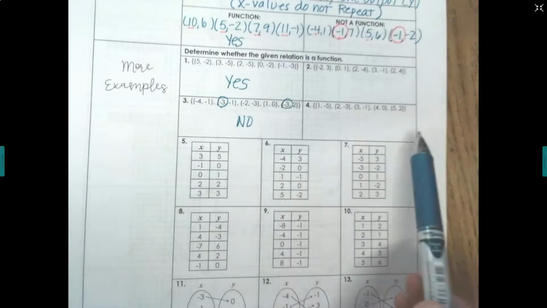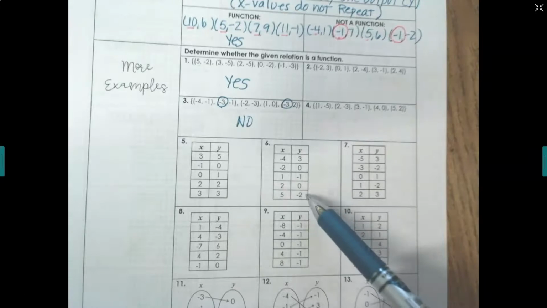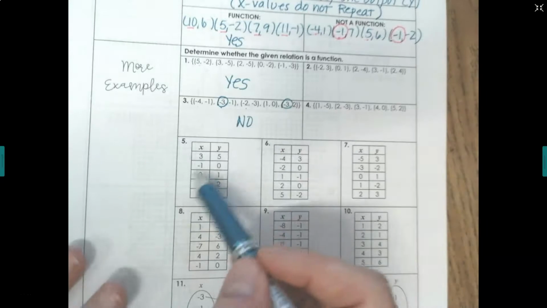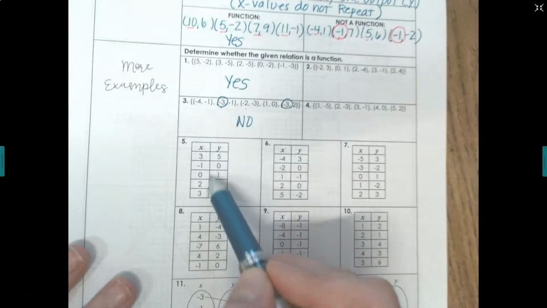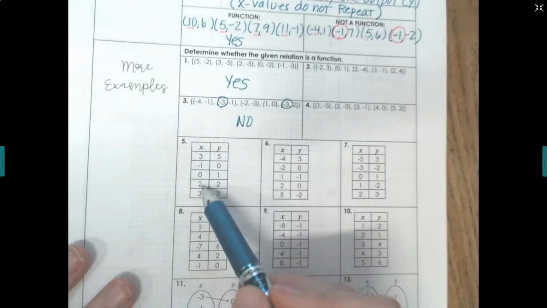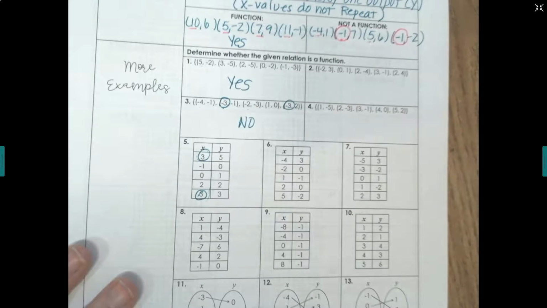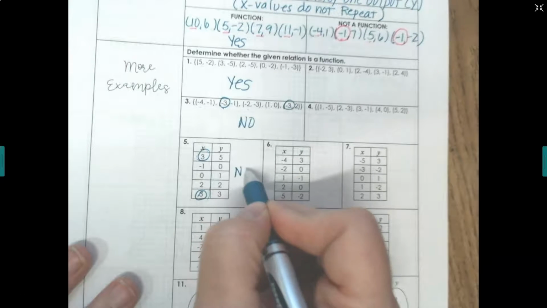All right, so that's when we're looking at coordinate points. Look at the x values to see if they repeat. In our table of values, it's a little bit easier because we're just looking at this single column, just the x values. When I look down, 3, -1, 0, 2, 3, I notice that those two are the same, so this is not a function.